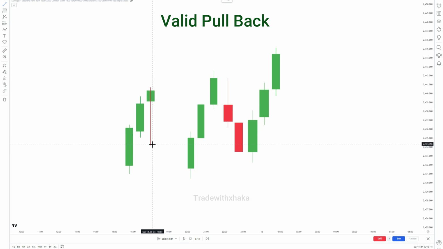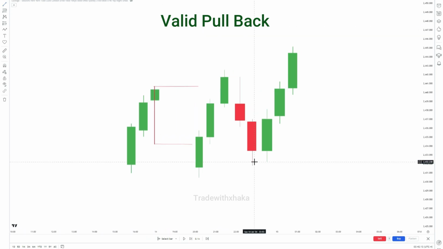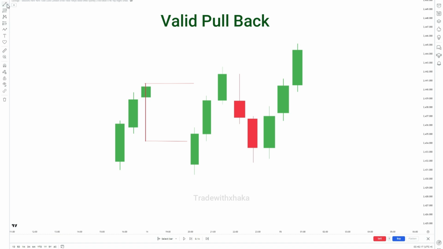This is a single candle. It's a pushback. This is a bearish candle that closed bullish, so it's a valid pullback. We can still mark this as our high and this is our low. So take notes, look at it very well. And if it is a series of candles, that makes it more perfect and beautiful.